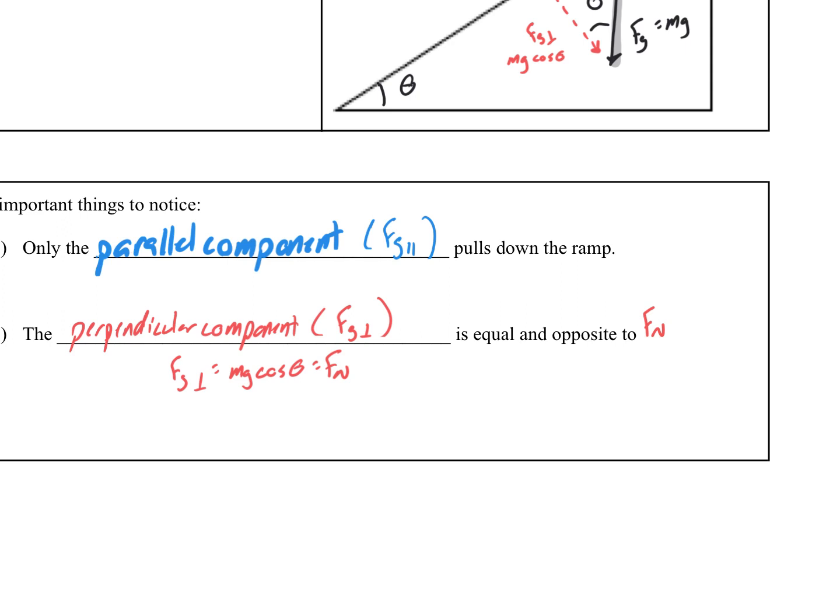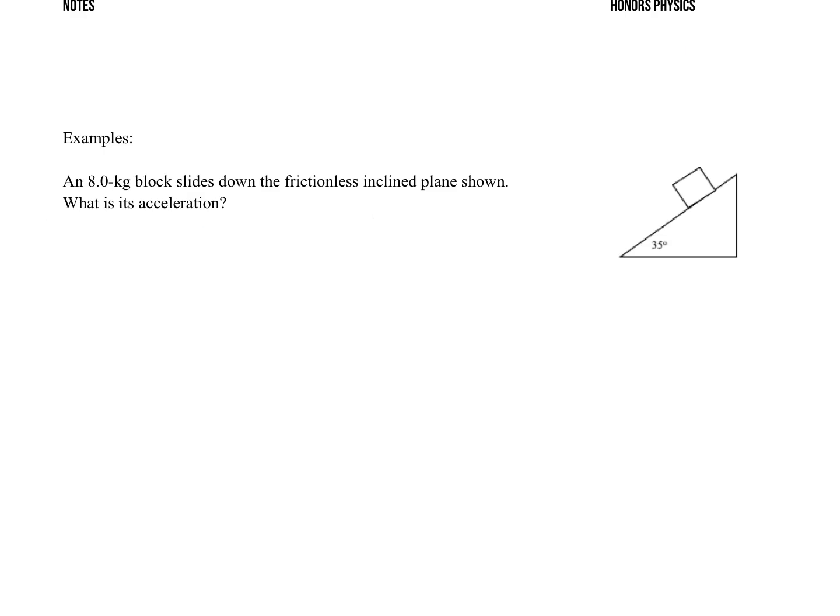So let's do a couple of examples to see how this works. Here we have a block sliding down a frictionless plane, and what is the acceleration of the object? So the first thing we have to do is sketch the free body diagram of what's going on. So I know that I have FG pointing down.